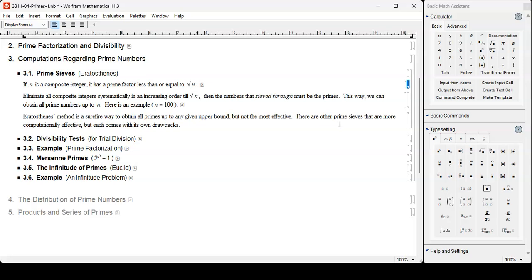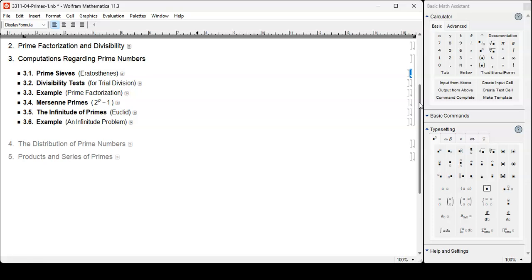As I wrote over here, there are other prime sieves that are more computationally effective, but each comes with its own drawbacks. And the drawbacks mean, number one, they are very difficult. Number two, they leave out many other primes. But then again, if you do not want to spend a lifetime of the universe simply testing and getting nowhere, you'll have to do something different. So people are still studying other kinds of prime sieves these days.